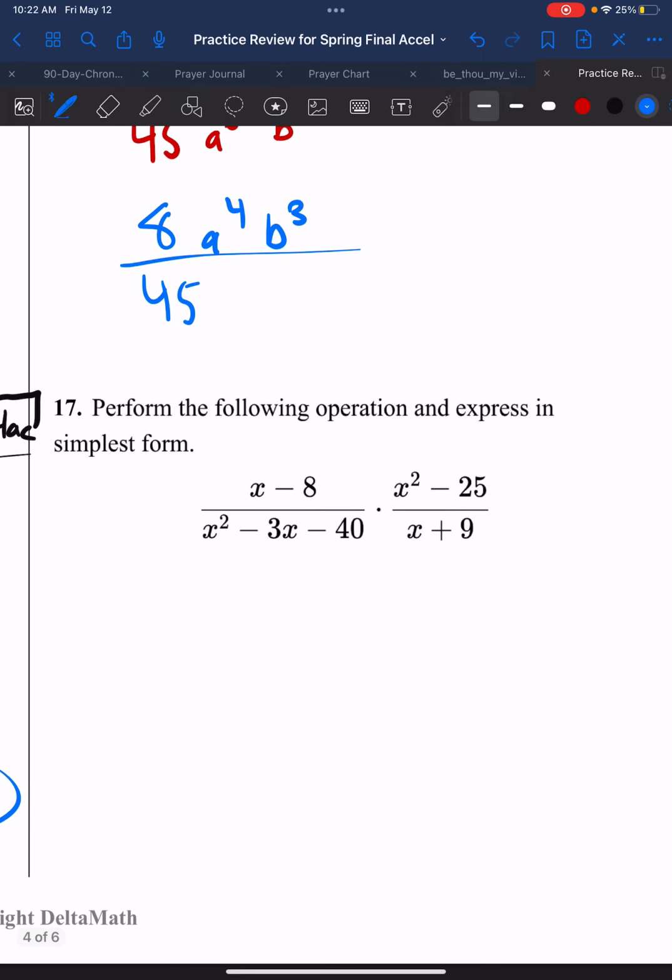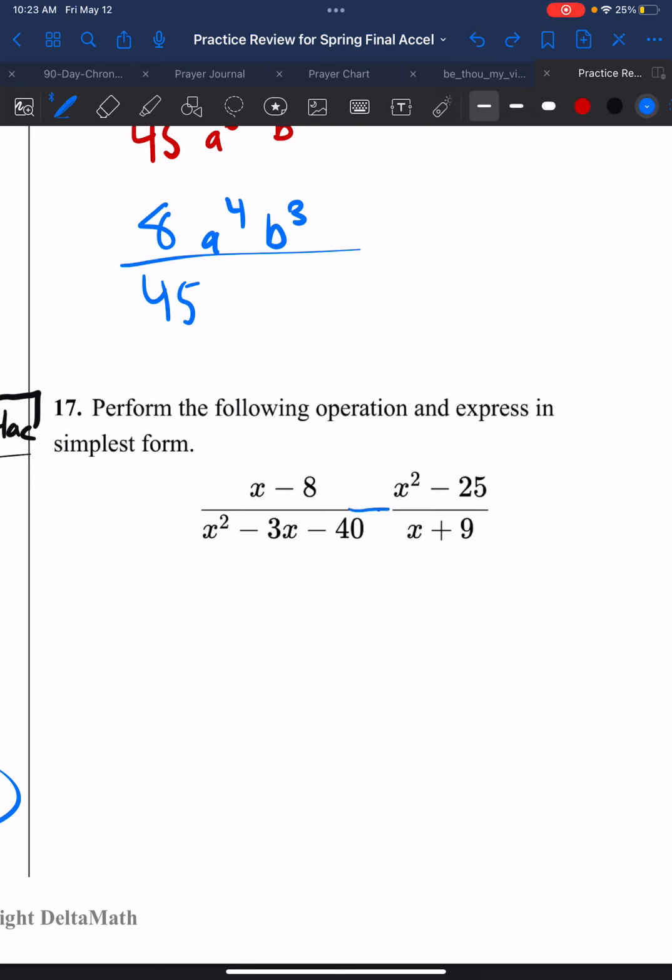17 says perform the following operation. Operation, once again, is multiplication there, and express in simplest form. So basically, what you're doing when you're multiplying here is you're going to multiply as much as possible, make it one big fraction, really, and then factor out using different methods and then simplify from there. So, for example, let's just combine this into one big fraction.